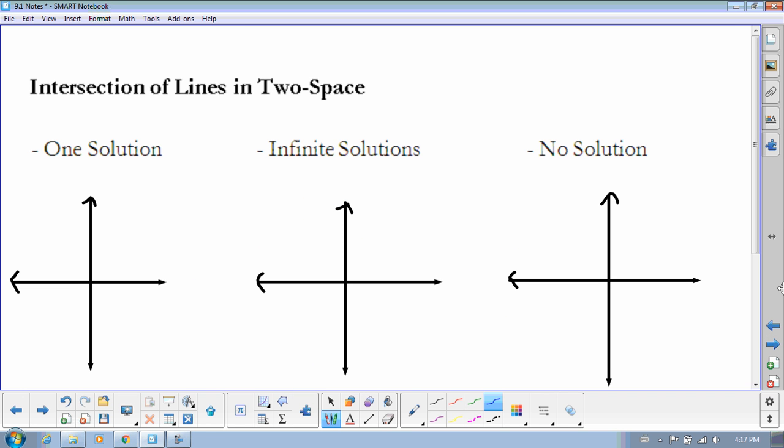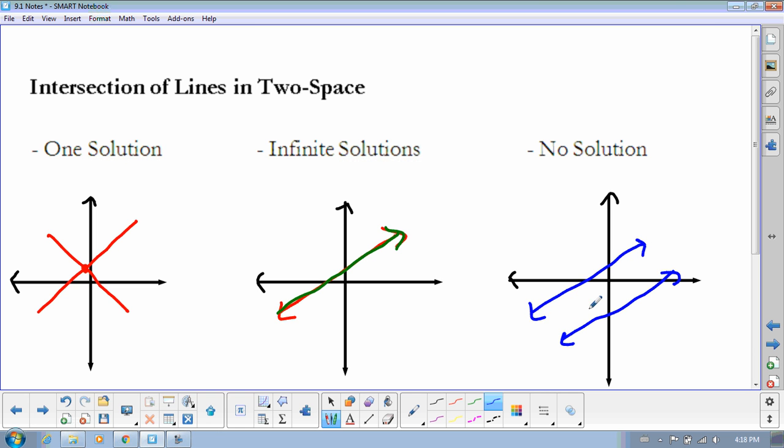Okay, so now we're going to look at the intersection of lines in 2 space. So you guys are very much familiar with this. So same kind of thing we just did. If our lines have one solution, they cross each other, we get an answer. An infinite solution, so we have one line, then we have the exact same line. And then obviously, if there are no solutions, it means our lines are parallel. Let's pretend they're parallel. I'm not very good at drawing straight lines on this tablet.